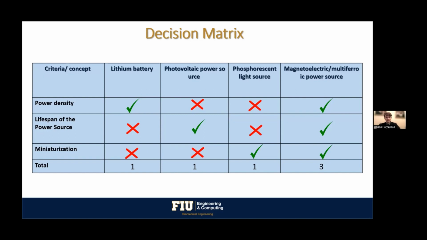So in the end, we found that the one that meets our 3 criteria, being power density, lifespan, and miniaturization potential, is a magnetoelectric and multiferroic power source, as it can last indefinitely as long as it's not damaged, and can deliver a lot of voltage and current relative to its size.